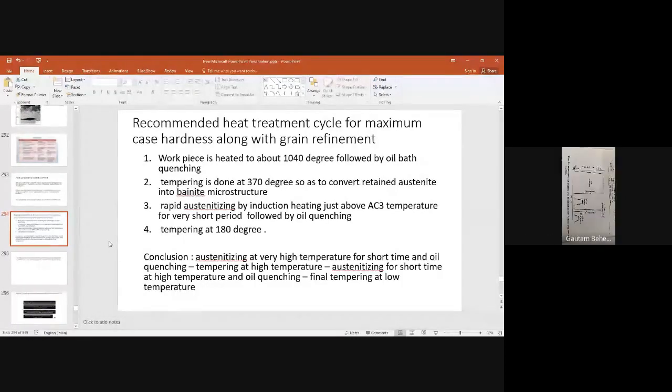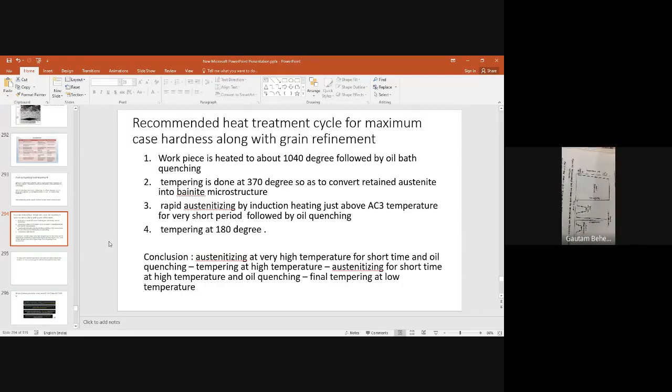You can see the first stage is carburizing at a high temperature, then oil quenching. The duration is somewhat higher. Then just after oil quenching, you have to do tempering, but this tempering is done at high temperature. Our main objective is to convert our retained austenite into bainite. Then again you have to do austenitizing at high temperature, but it is not so high as in the first step, and this time period is very small.